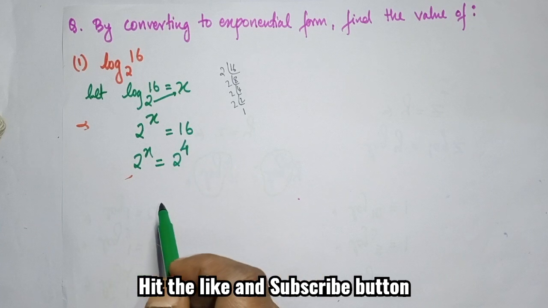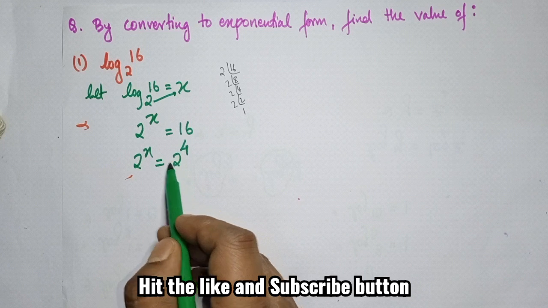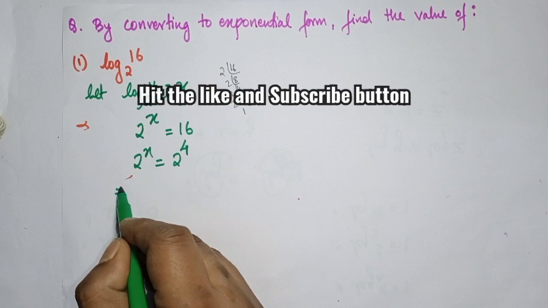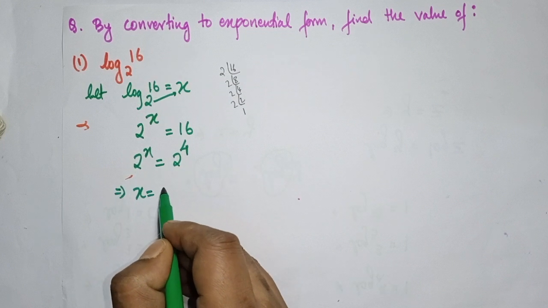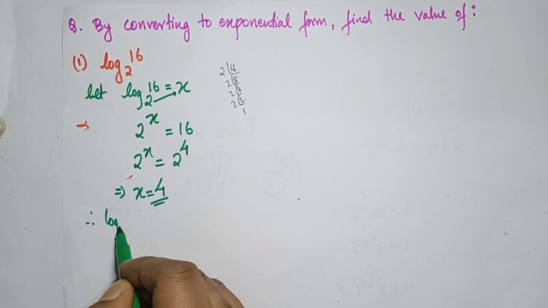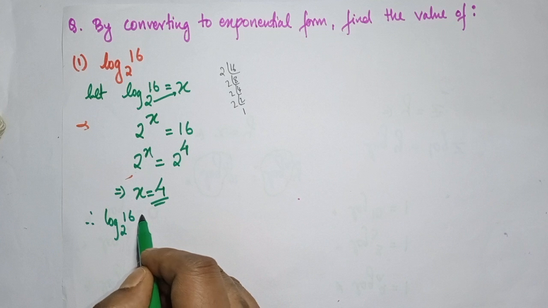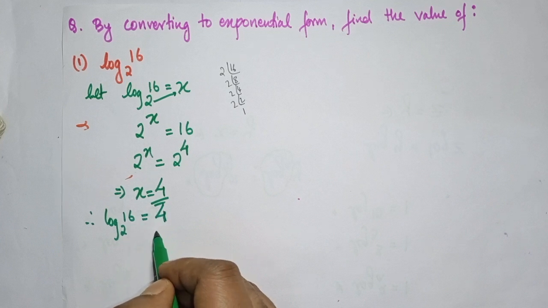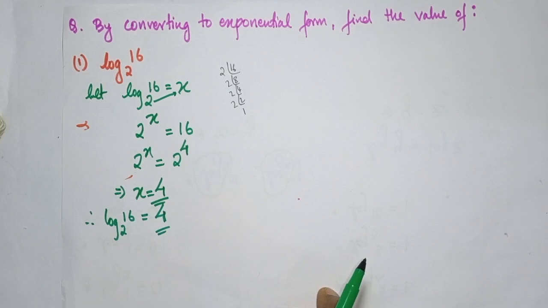Already we have done this in indices: if the bases are the same, the powers will be the same. That means directly I can write x equals to 4. Therefore, log base 2 of 16 equals to 4. So this is my final answer. Hope you are clear.